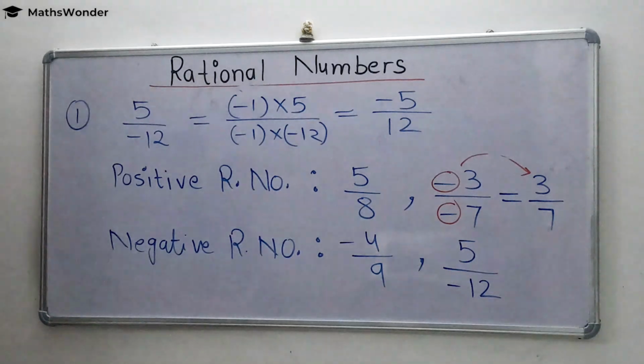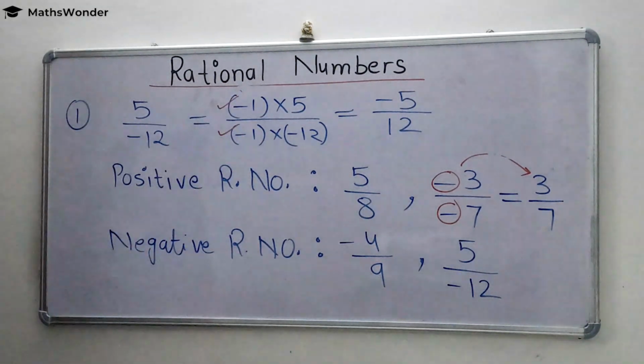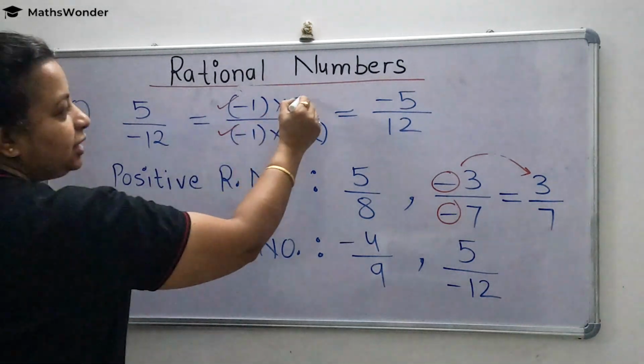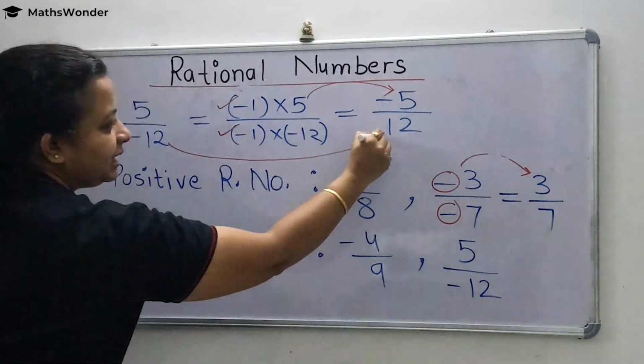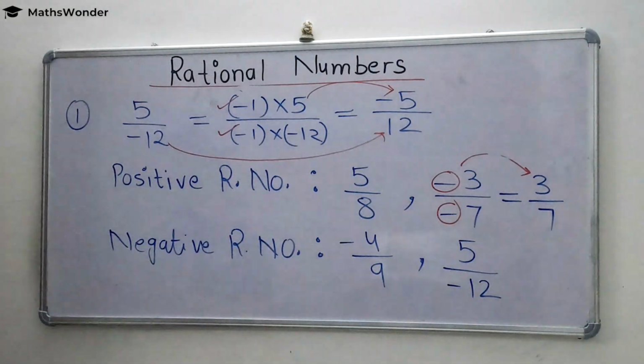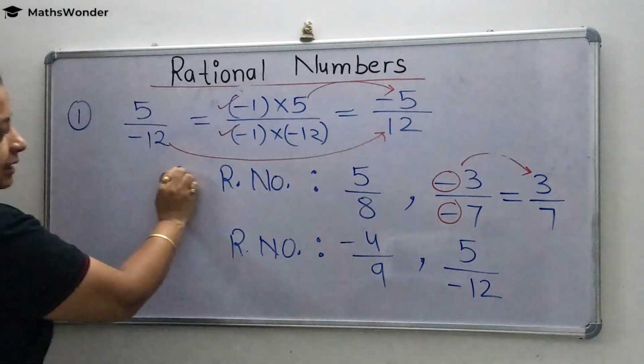Because if we multiply and divide with the same number, negative 1, then you will get back to this step. So basically you can use this step directly. If there is any negative sign in the denominator, you can shift it to the numerator. This is the first property.